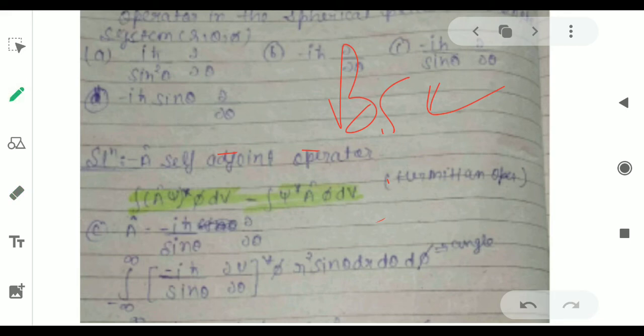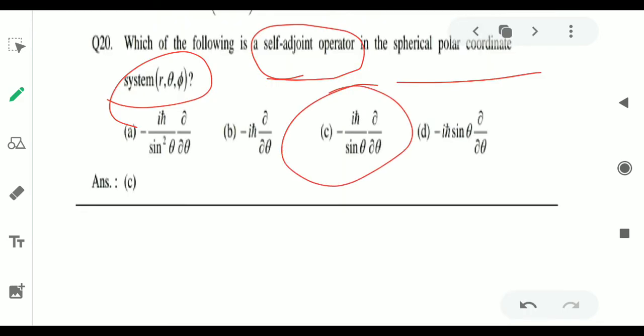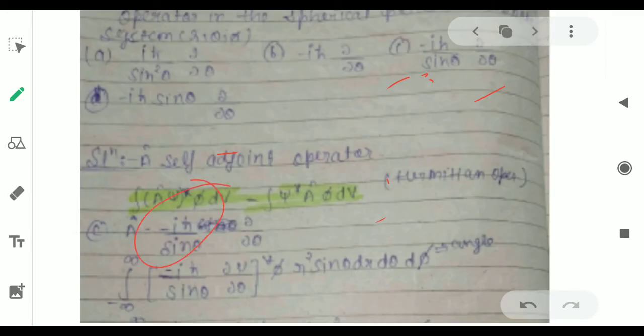Now we will solve this question by checking the options. We take option C. Option C is minus iota h cos theta sin theta del by del theta. We put this in. Here the star denotes the complex conjugate quantity. What is the complex conjugate? If we put iota equal to minus iota, that is its complex conjugate.